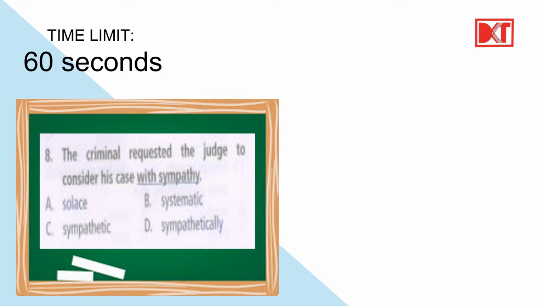Here, the criminal requested the judge to consider his case with sympathy. The options are A, solace, B, systematic, C, sympathetic, D, sympathetically. Here, the correct answer is D, sympathetically. Now, sympathetically is an adverb of manner, answers the question of how. Let's see the other options. A, solace means peace, it's a noun. B, systematic. Systematic is an adjective. C, sympathetic is an adjective again. D, sympathetically means in a sympathetic manner, or we can say with sympathy. Alright.